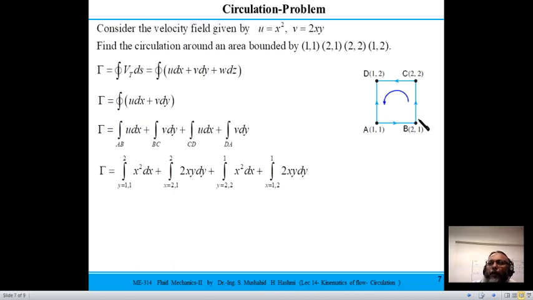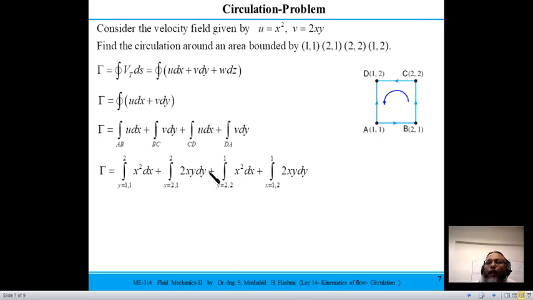Similarly, for element BC, we know the velocity is 2xy, and for the limits of that integral, at B x is 2, at C x is 2. Only thing that is changing is y from 1 to 2. So my independent variable is y, and y changes from 1 to 2 here. Similarly for CD, here x is changing, y remains the same, so y is 2, and x changes from 2 to 1.